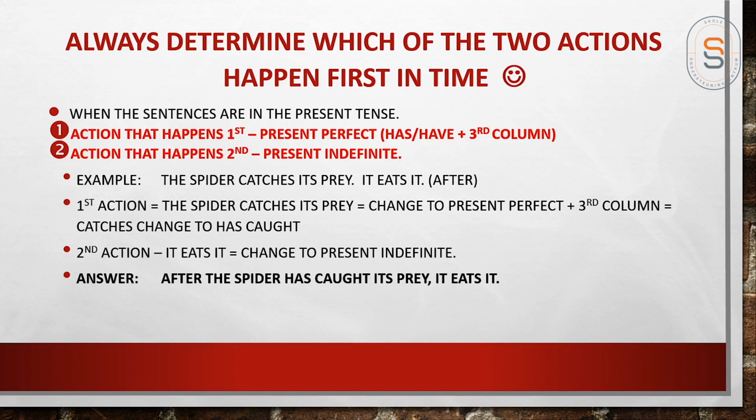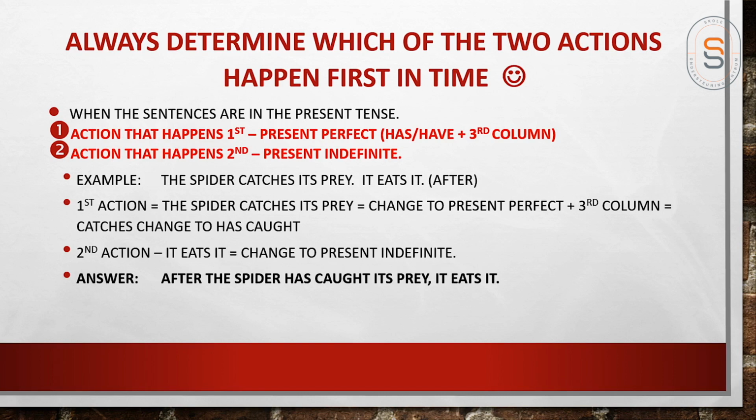How do I know has is for singular? I remember the S rule. S stands for singular. Everything with an S in it is applicable to the S rule and can be applied to a singular noun. Right, plus your third column. Then the action that happens second is your present indefinite or your present simple tense.